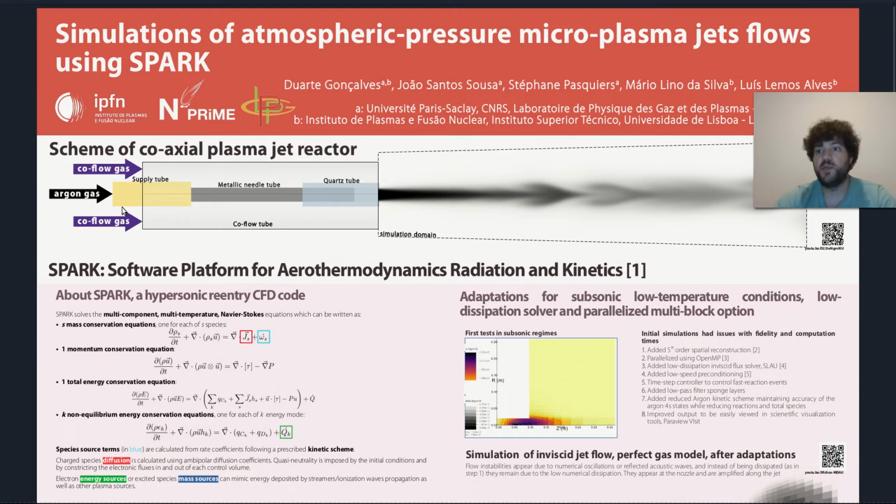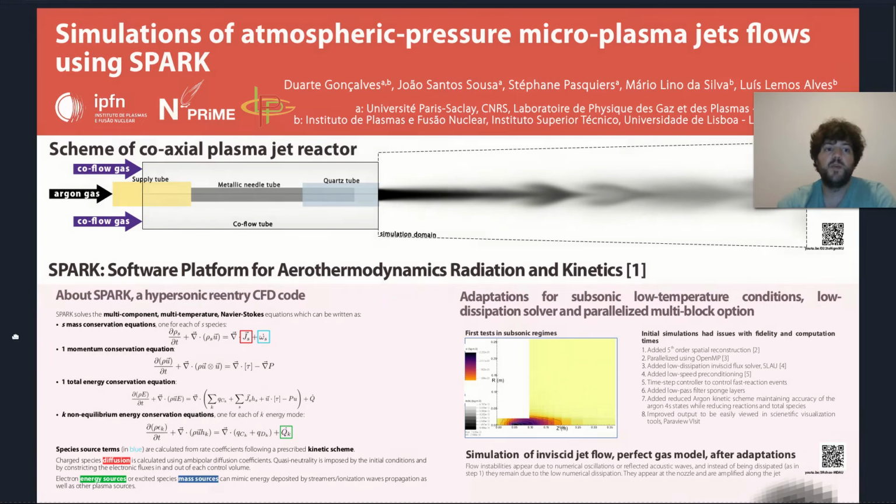Hello, my name is Duarte, and I will be talking about my poster about simulations of atmospheric pressure microplasma jet flows using Spark. These simulations will be done in accordance with our reactor, which is a coaxial reactor. Basically, we have an argon gas, and then we change the co-flow gas so that we can change the shielding around the argon jet. And so our geometry for our simulations will follow more or less what you see here.